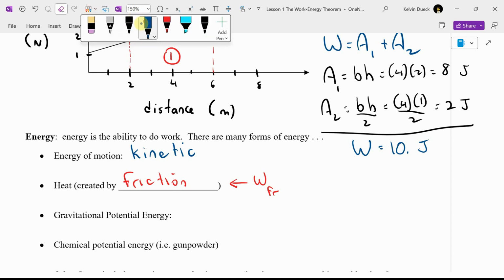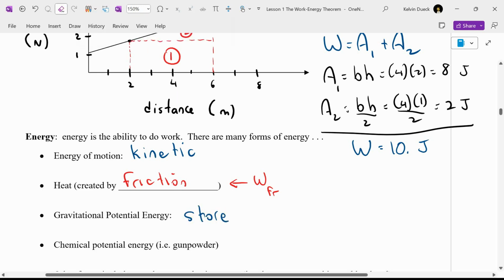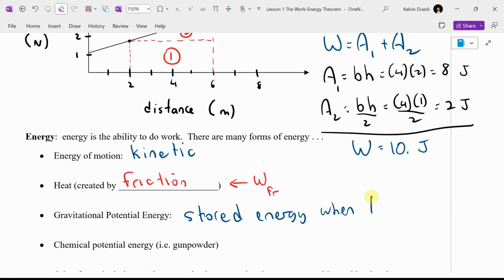This is stored energy when lifting an object.